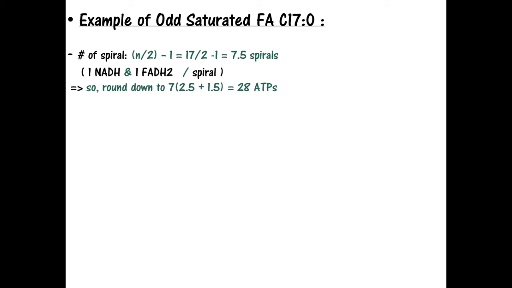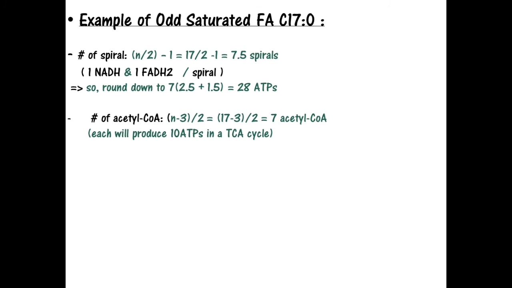Now the calculation of the number of acetyl-CoA formula will change in odd saturated fatty acid. Instead of n over 2, it will be equal to n minus 3 over 2. So 17 represents the n, the number of carbons, minus 3 over 2 will give us 7 acetyl-CoA. This 7 acetyl-CoA will be multiplied by 10 equals 70 ATPs, which means the 7 acetyl-CoA produced from this odd saturated fatty acid when it enters the TCA cycle will produce 70 ATP energy molecules.